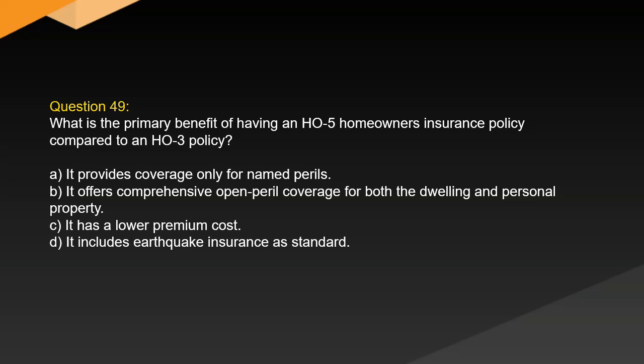Question 49. What is the primary benefit of having a HA5 homeowner's insurance policy compared to a HA3 policy? A. It provides coverage only for named perils. B. It offers comprehensive open peril coverage for both the dwelling and personal property. C. It has a lower premium cost. D. It includes earthquake insurance as standard.